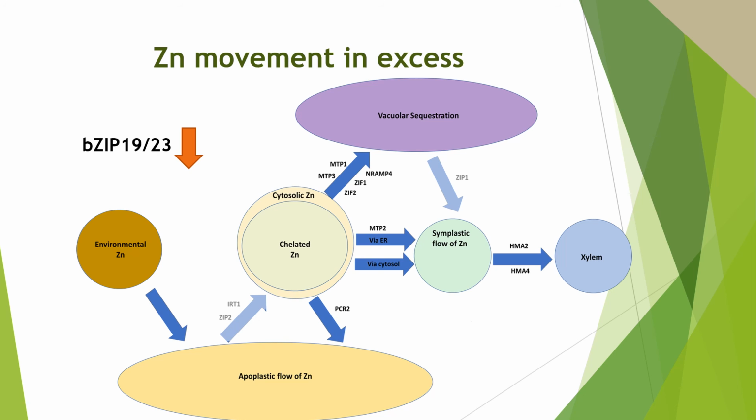And you also want to move your zinc to stores where it can be safely accumulated in large amounts. And so this could be in the vacuoles of roots, it could be in the vacuoles of the shoots, and that's why you also still have root to shoot transport of zinc in excess conditions.